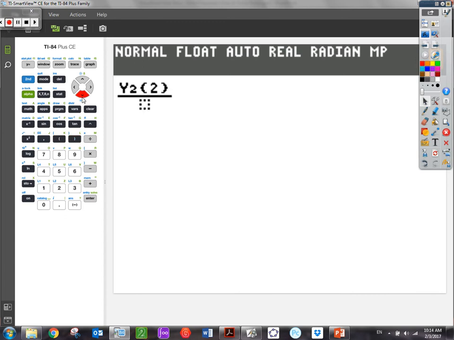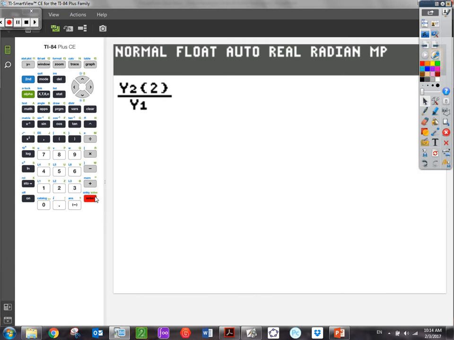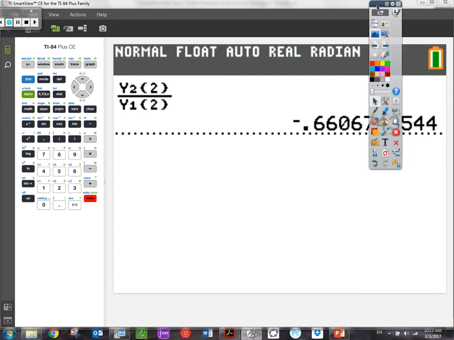And then I'm going to go to my denominator, which should be our sine function, and that I have in y1. So I'm going to do alpha trace, go over here, I need my y1, and I want y1 at 2. And then I just hit enter. And that's my slope. Okay, that's my slope. So now I can write my tangent line. So let's go back to the document to write our tangent line.